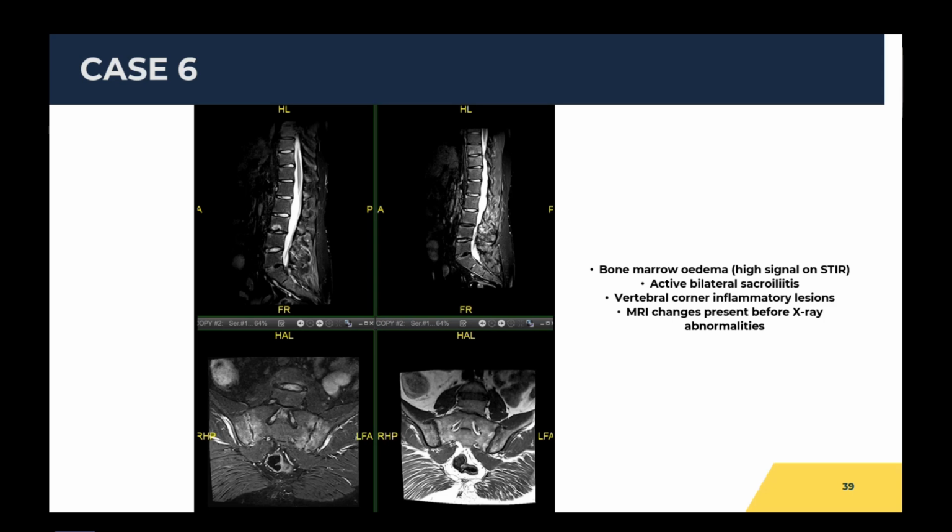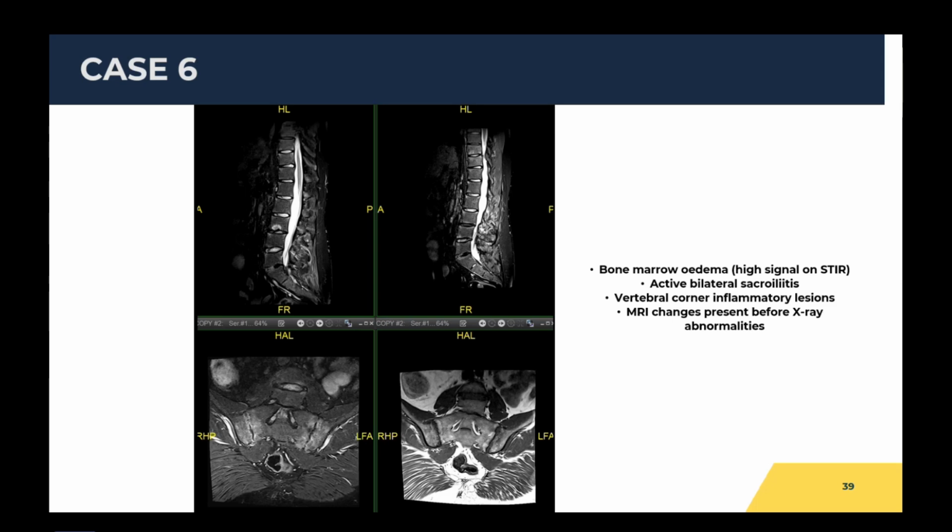So the key sign is bone marrow edema, and it's a little bit difficult to see, but in the corners of the vertebra, there are little bright spots present, and this is representative of bone marrow edema, which suggests there's active inflammation ongoing.